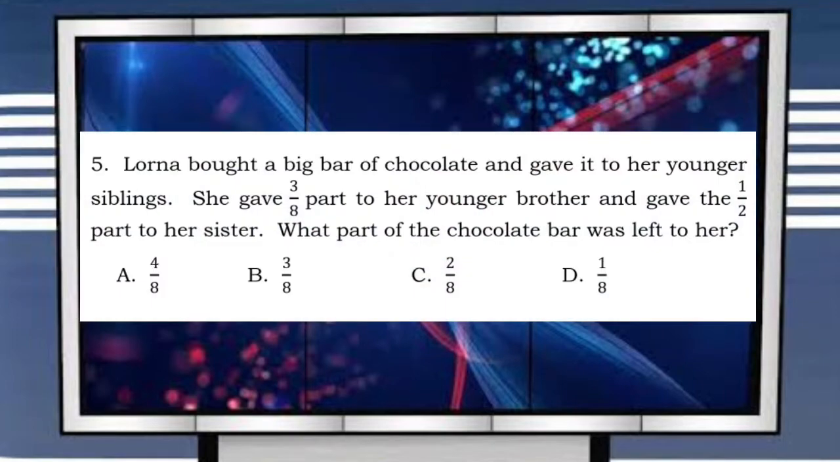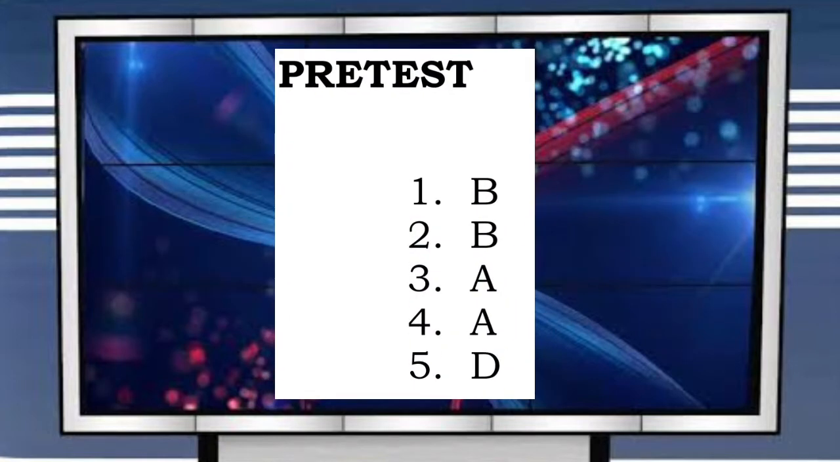Number 5. Lorna bought a big bar of chocolate and gave it to her younger siblings. She gave 3/8 part to her younger brother and 1/2 part to her sister. What part of the chocolate bar was left to her? Here are the correct answers. Congratulations! You did a great job!